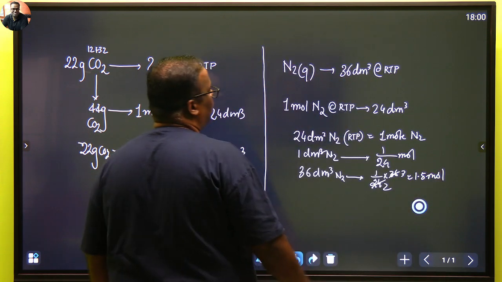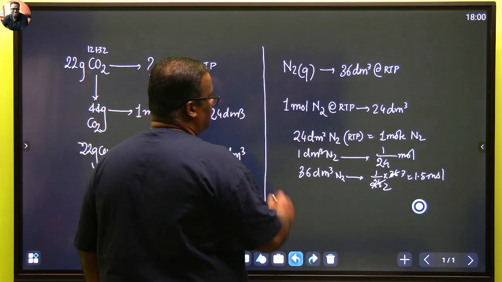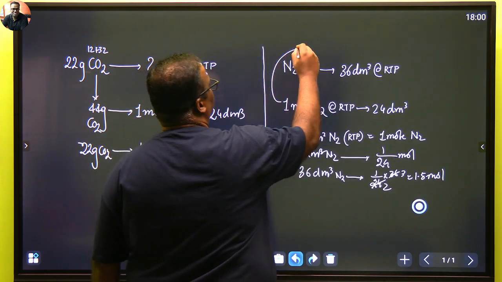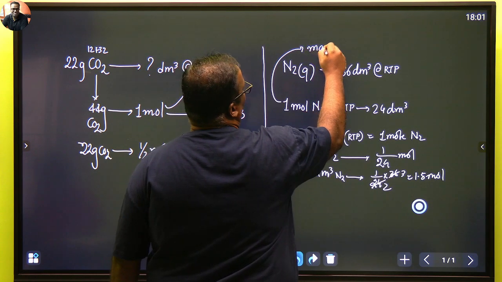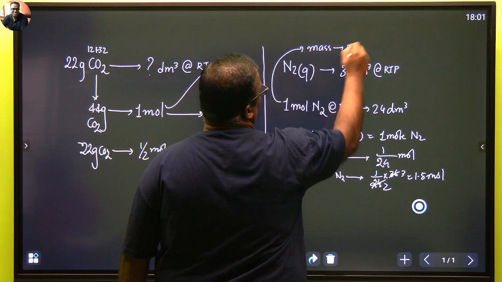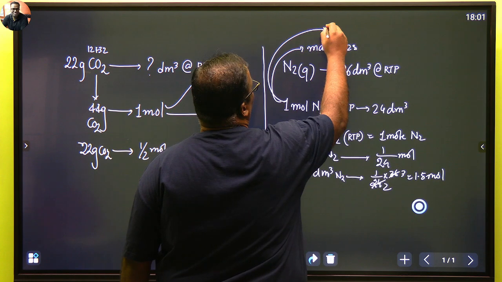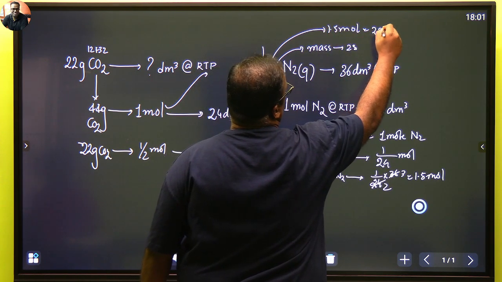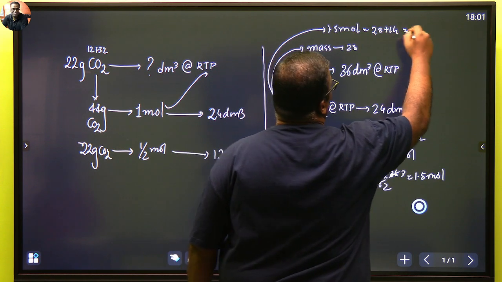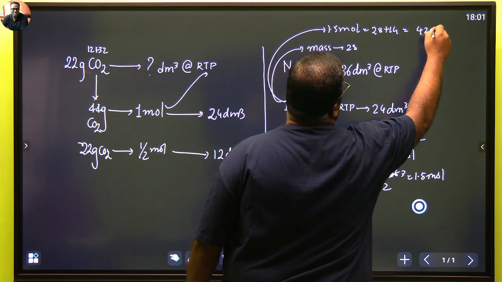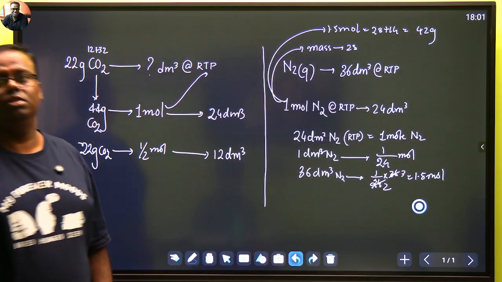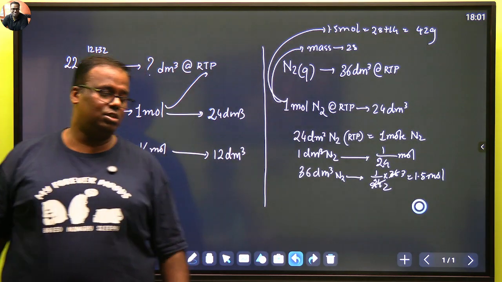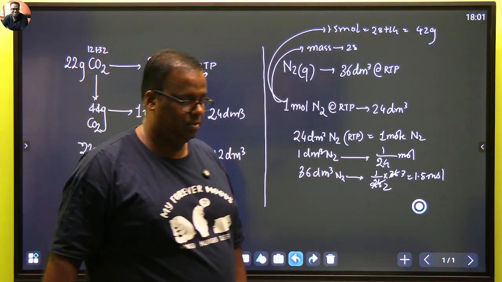Okay, now we have to find out what is the mass. 1 mole का mass कितना है बेटा? 1 mole's mass is 28. Therefore, 1.5 mole का mass कितना होगा? 28 plus another 14. So it should be 42 grams. Very good. You have understood. Trick समझ में आ गया है आपको. Clear?